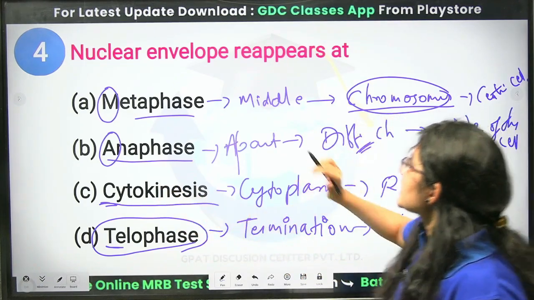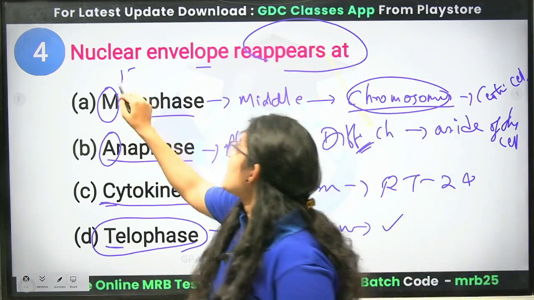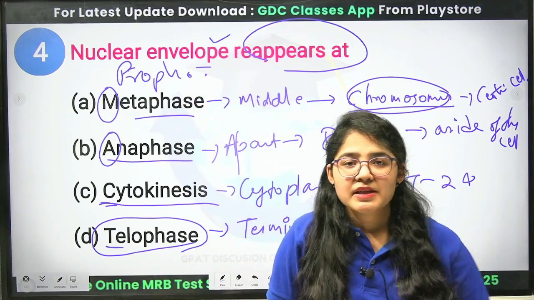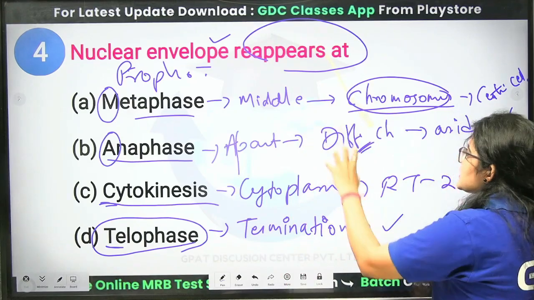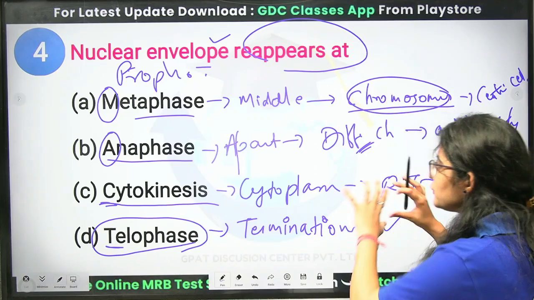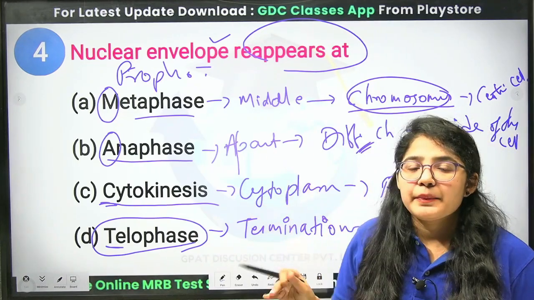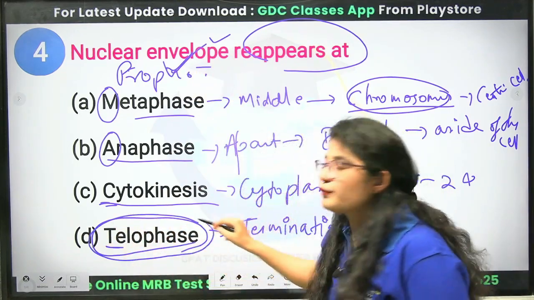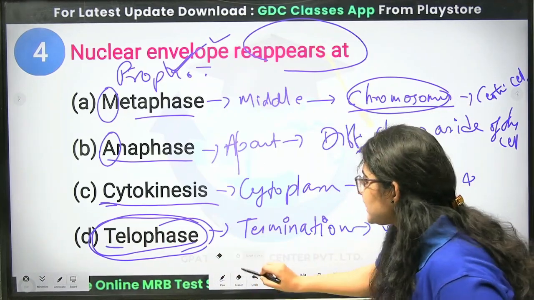So, now the question is, nuclear envelope reappears at. At the prophase, first of all the nuclear envelope disappears and the chromosomes start coming into the middle of the cell. After this the chromosomes are distributed into two and move aside. After the complete separation of chromosomes, the nuclear envelope will reappear at telophase because it has to form two different daughter cells. So, what will be the correct answer?